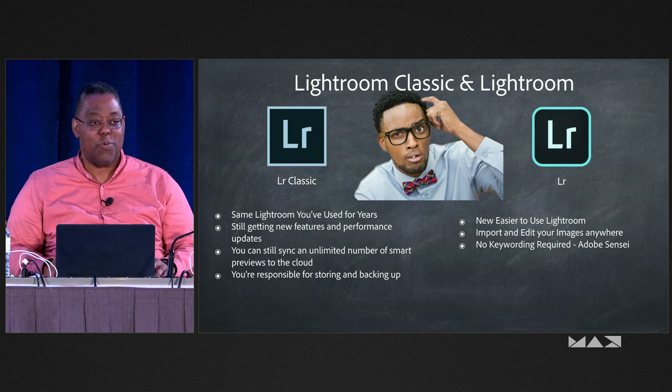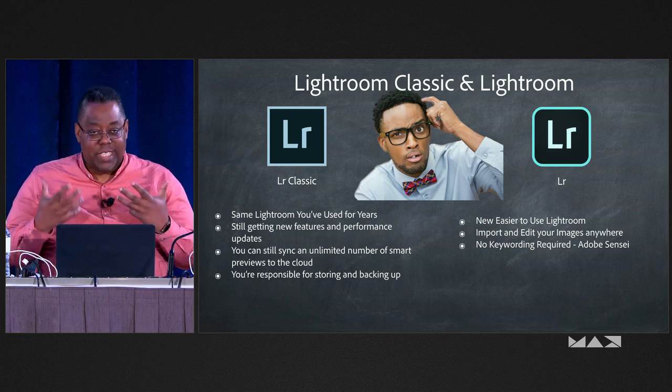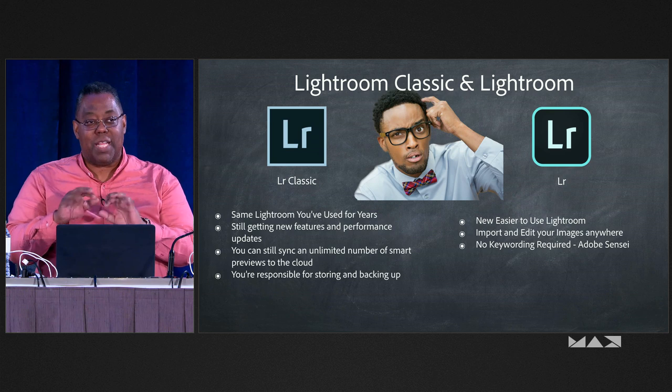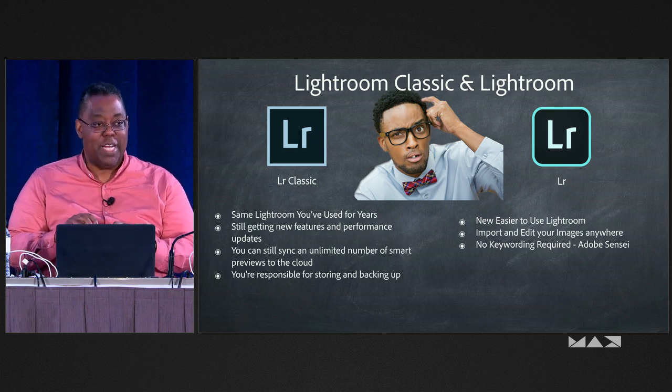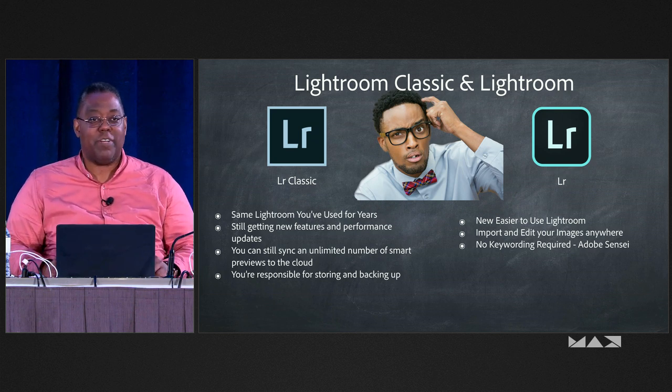What does Lightroom Rounded Corner do? You can put in keywords, but you don't have to. Because the images are being synced to the cloud, they're also being analyzed by Adobe Sensei for what the context of the image is. So if I were to go into my Lightroom CC or my Lightroom Rounded Corner right now and type in waterfall, it would find all my waterfalls even though I've never keyworded a single waterfall because it knows what a waterfall is. If I were to say find blue cars, it would find blue cars because it knows what they are. So I don't have to keyword in the new one.